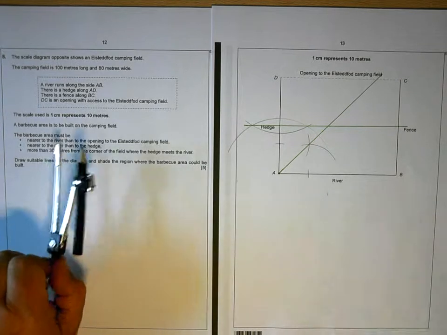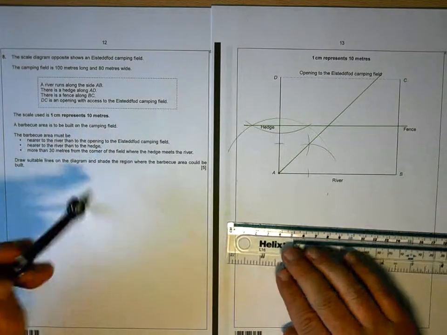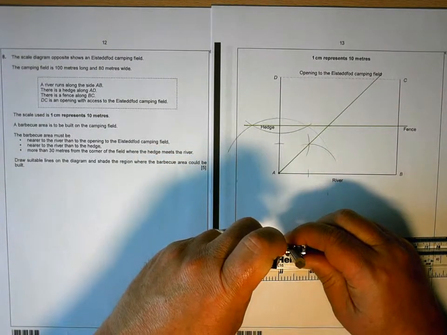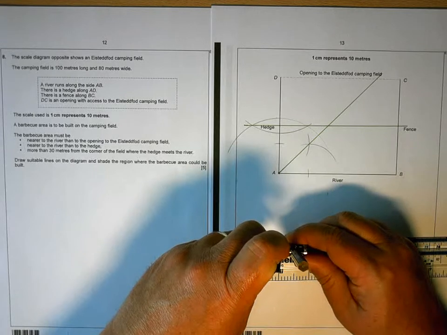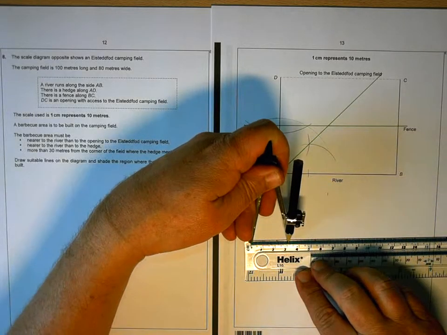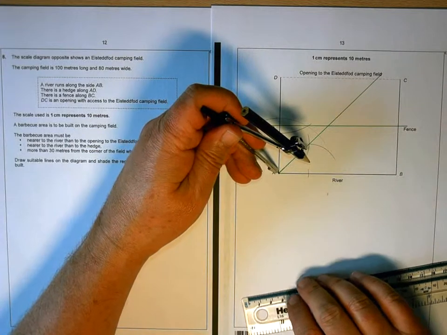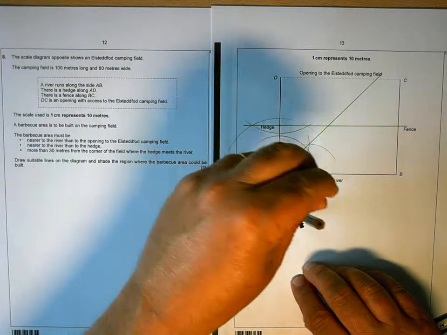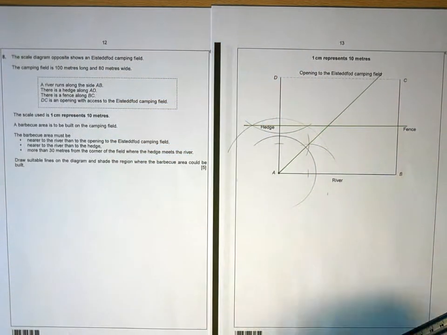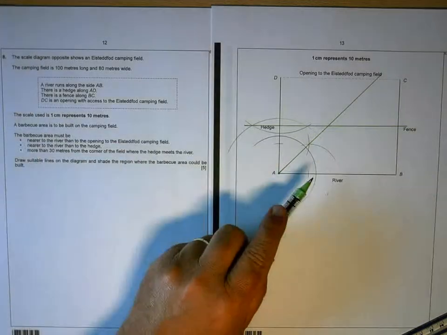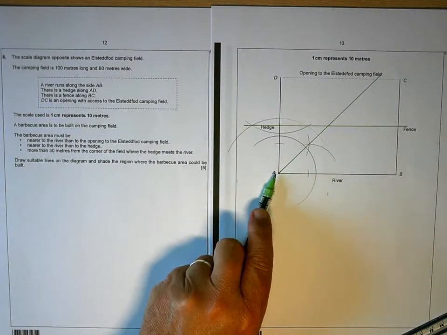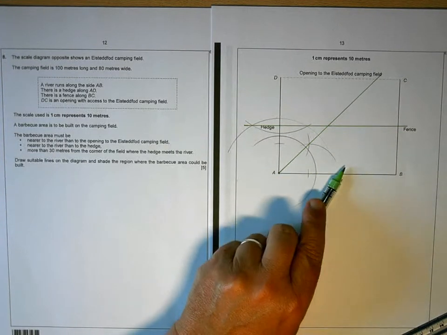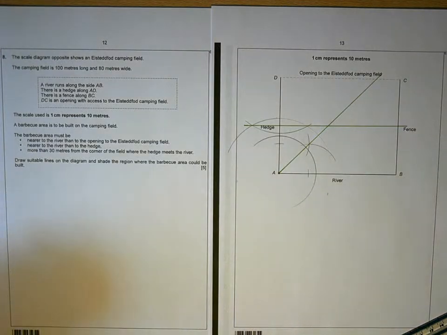This circle needs to be 30 metres, which is going to be 3 centimetres. So get your compass, open your compass to exactly 3. So there you can see I'm on 3 centimetres. Put the compass at the point where we're measuring the equal distance from and draw that circle through the boundaries. So that circle is exactly 30 metres from that corner. So if we want more than 30 metres, it has to be outside that section.